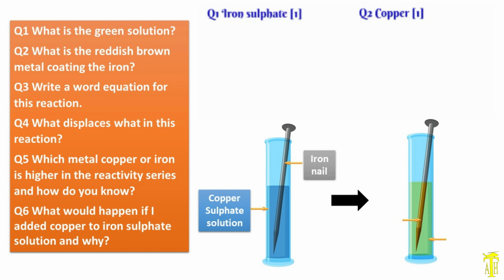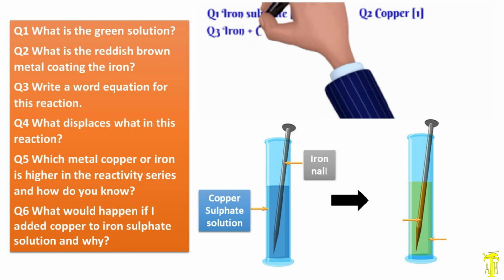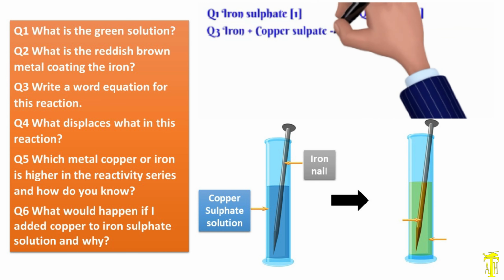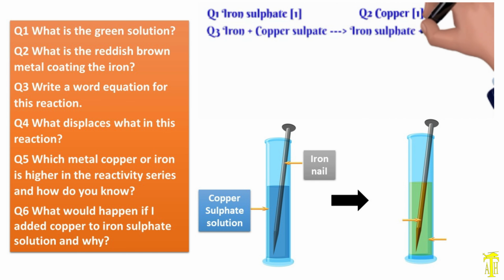Question 3, write a word equation for this reaction. So I've given 3 marks for this. So 1 mark for getting the reactants right, copper sulfate and iron, doesn't matter which way round you put those. And then another mark for the products, which is iron sulfate and copper. Again, doesn't matter about the order there. The 3rd mark I've given for drawing an arrow, but not putting heat on it.